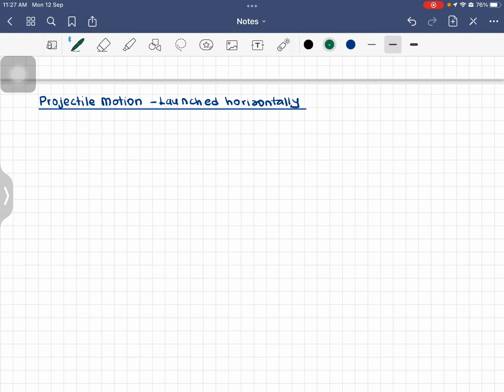Okay, we will consider the projectile motion when the situation is non-symmetrical, and the situation here is launch horizontally. For example, you are at the top of a building, and you ride a motorcycle, you move from behind and then you just go straight.